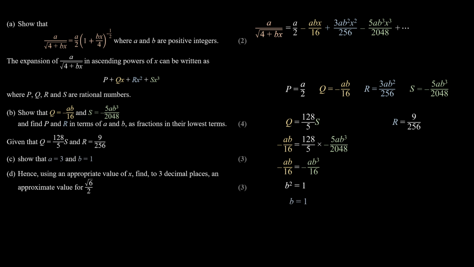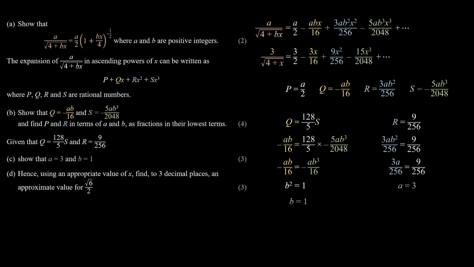To find the value of a, we use r equals 3ab squared over 256. Substituting b equals 1, we get 3a over 256 equals 9 over 256. Solving this gives a equals 3. Substituting the values of a and b, the expression becomes 3 over the square root of 4 plus x equals 3 over 2 minus 3x over 16 plus 9x squared over 256 minus 15x cubed over 2048.